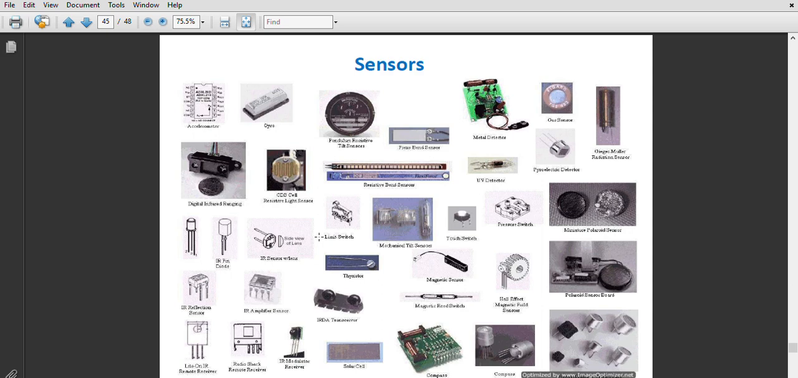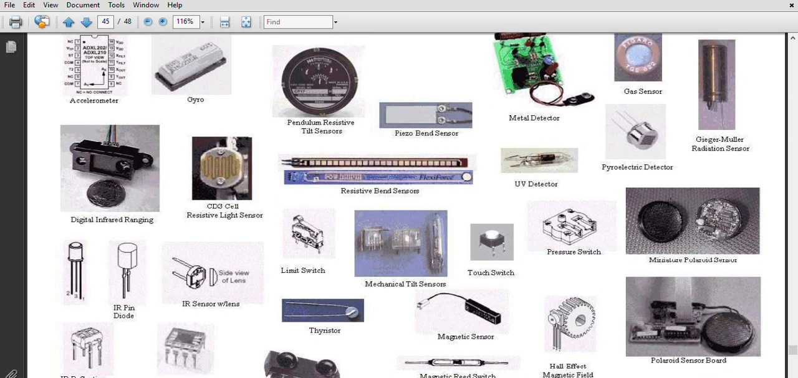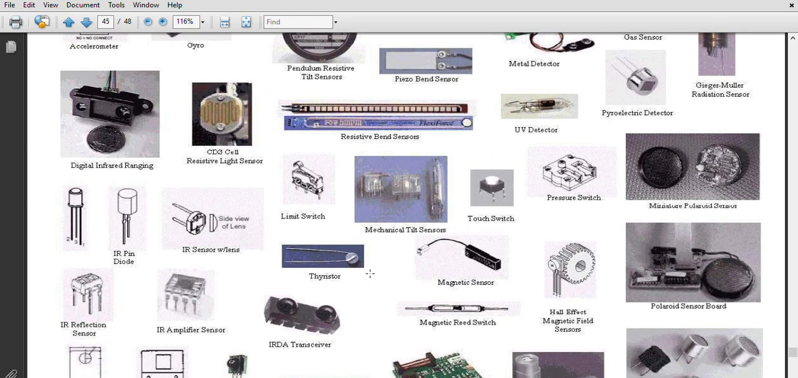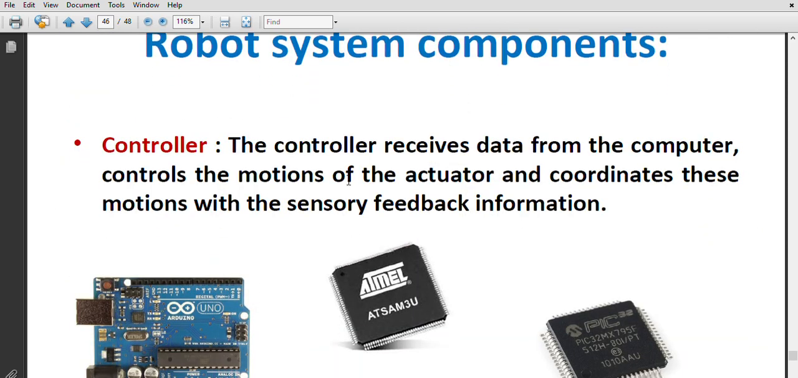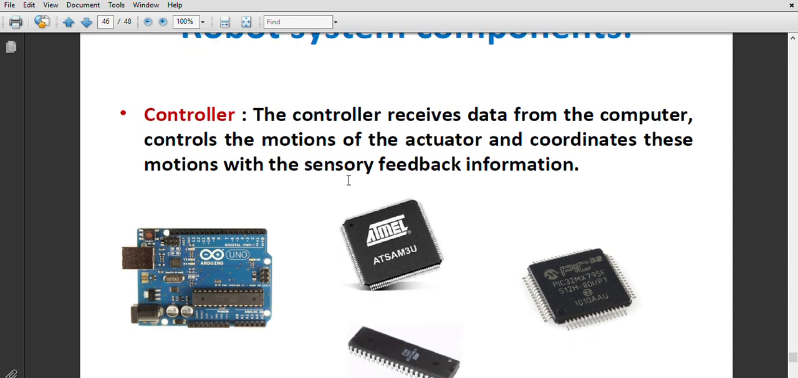These are the many types of sensors you can see: the accelerometer and gyroscope, which you already know, metal detector sensors, and the gas sensor, which can detect leakage of gases, pressure switch, mechanical tilt sensor, thyristor, and various other sensors. Next one is the controller. The controller is the same as a computer: it receives the signals from the sensors, provides motion to the actuators, and coordinates this motion, sensory feedback, and information. A controller is the same as the CPU.